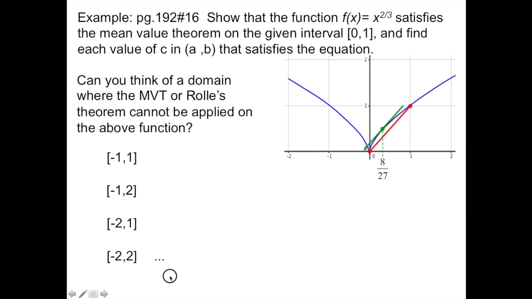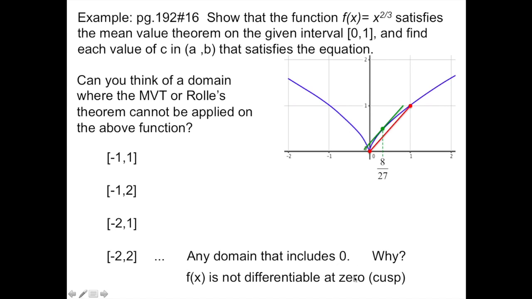And we could go on forever. So any domain that includes x equal to 0, since that's the location of the cusp. And the reason why the mean value theorem can't be used is because at that location of the cusp, we cannot find the derivative. The derivative isn't defined there. So if we can't define a derivative at that location, we can't use the mean value theorem because it includes an expression for the derivative.